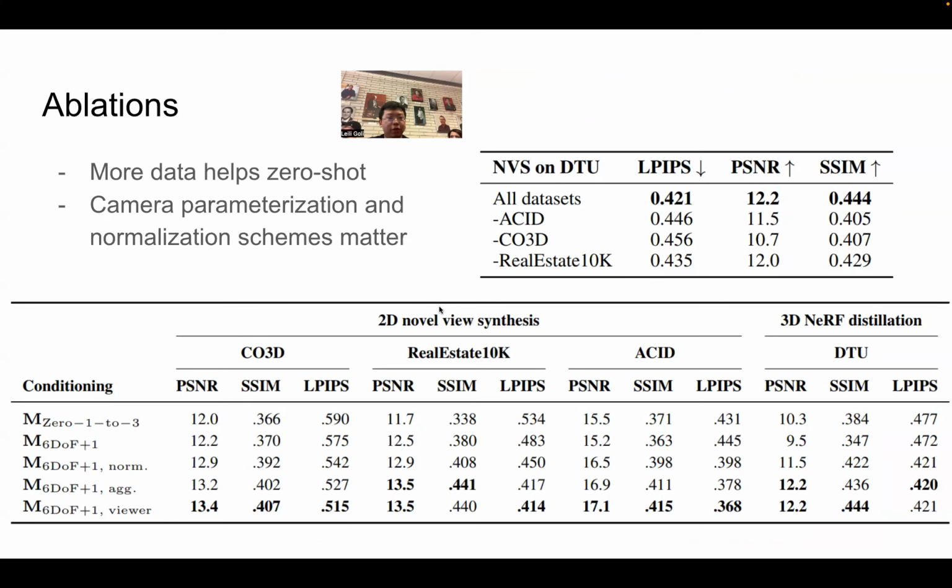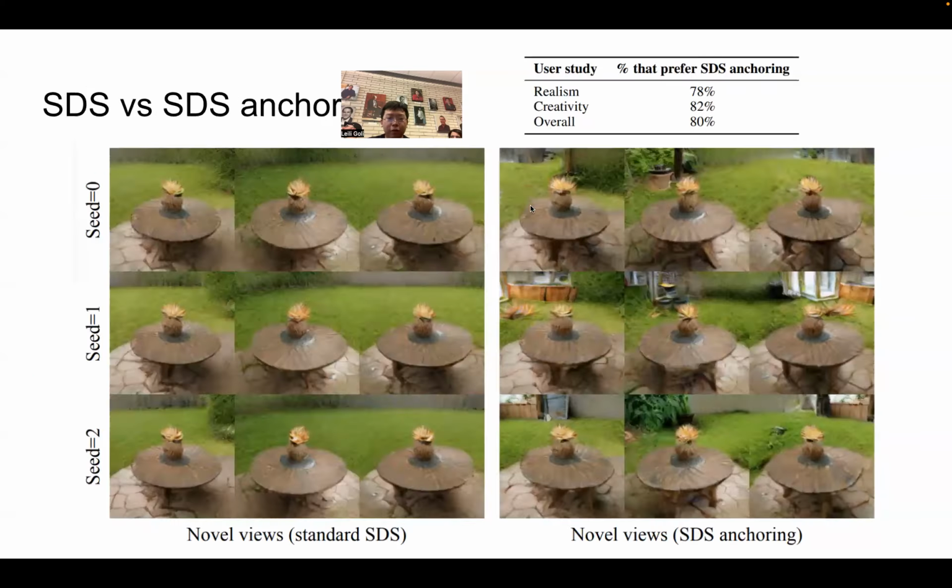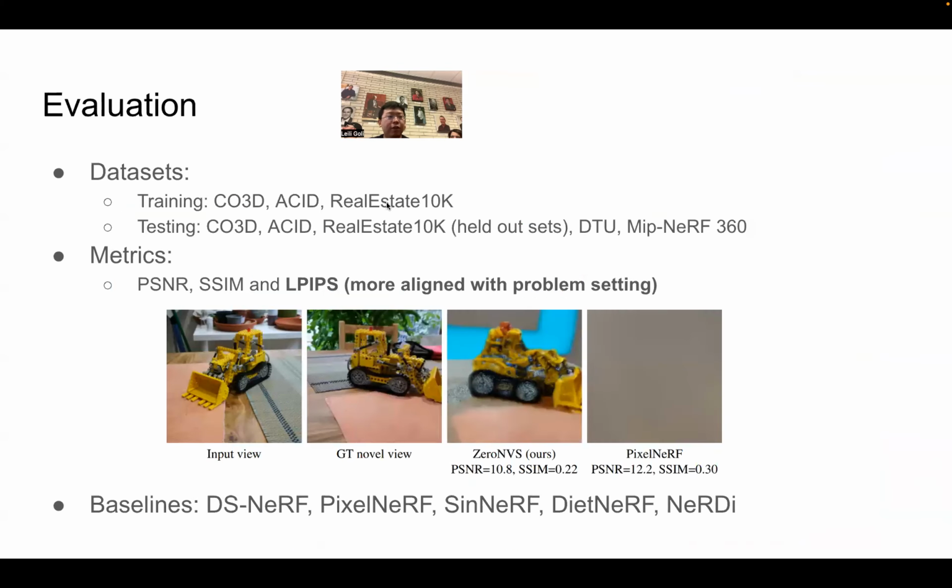Cool. And in terms of applications, they show training on all the datasets. By the way, they train on three datasets and test on these three datasets, the held-out set, and also test on some new datasets. Oh, I see. So this is the metric for why they think LPIPS is better: for pixelNeRF, you can see this gray image has a better PSNR than ZeroNVS. So PSNR is not a good metric for this task. That's the argument they are making.